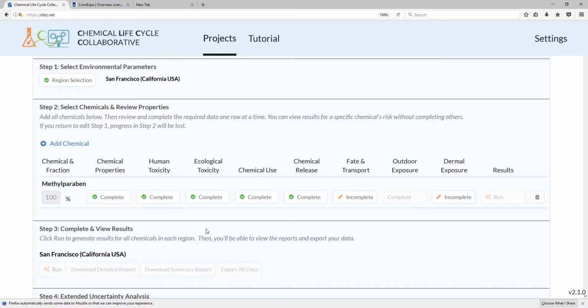I have one add-on. It doesn't have to be actually during the use phase, because if you're interested in the production phase and you know the production emission, you can enter those numbers into our chemical release part, and then the fate and transport and the exposure part can also be calculated. So you don't need to use our chemical use predictive information. You can just go from release to fate and transport.